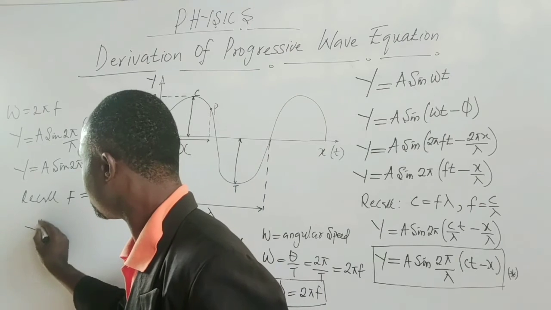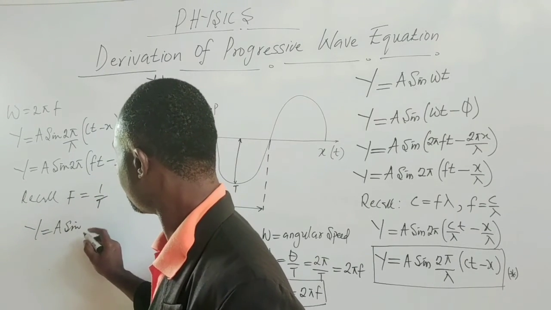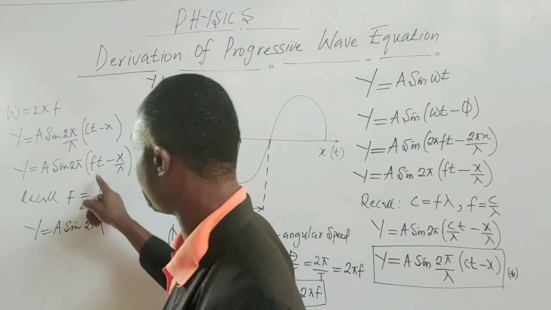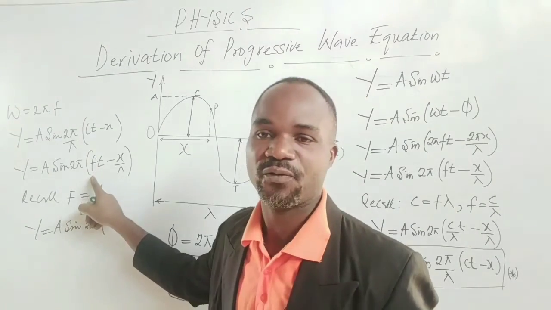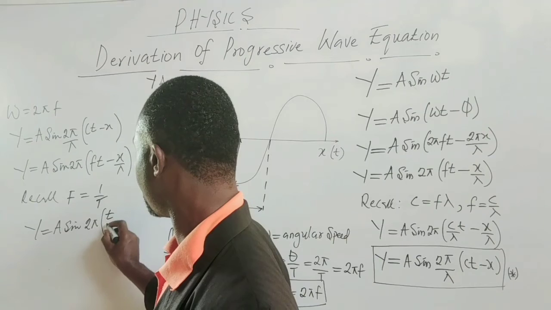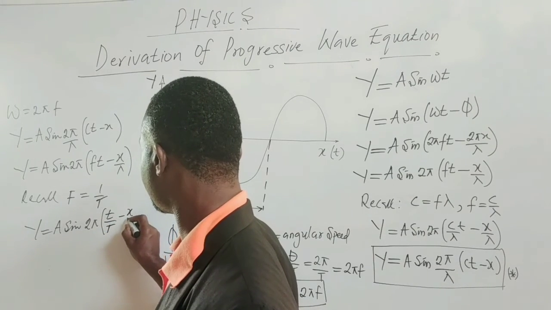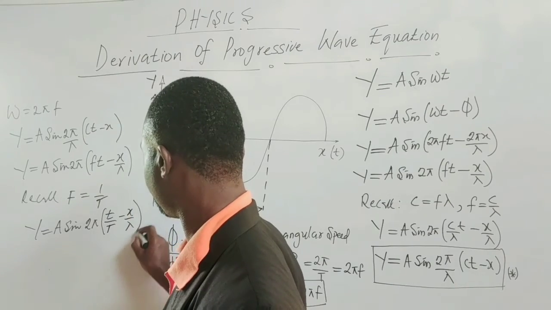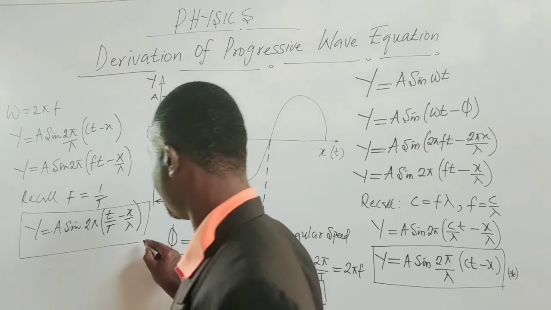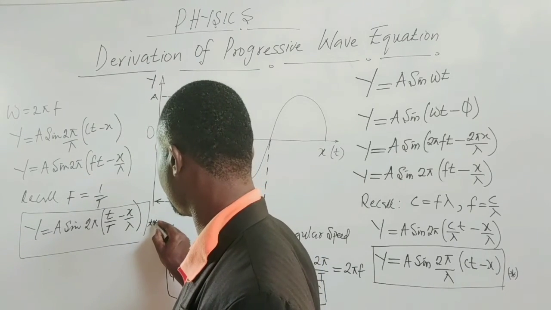So we'll rewrite this. Amplitude is equal to sine 2 pi, bracket, in place of frequency f we substitute 1 over T. That is small t over capital T minus what? x all over wavelength. Look at this once again. We call this relation X-series 2.